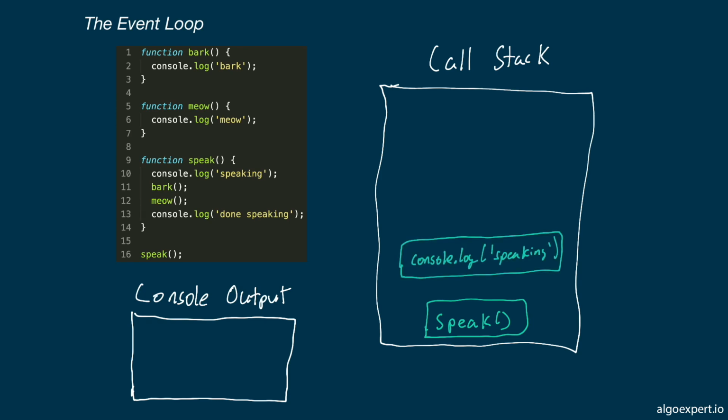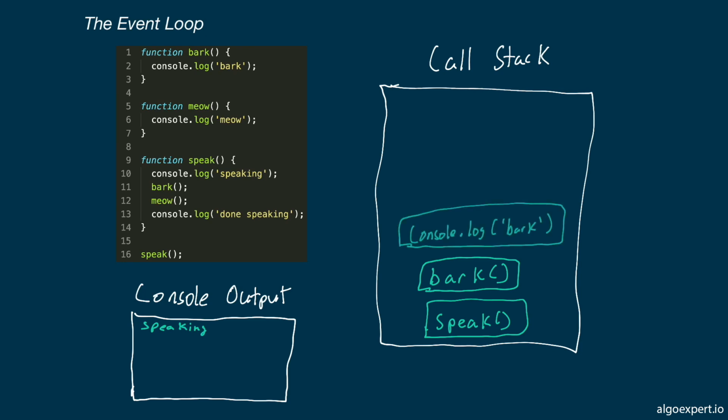From here, the console.log function would run, logging out speaking, and when that function completes, it gets popped back off of the call stack. Then we continue through the speak function, and we call bark, which pushes bark onto the top of the call stack. Within the bark function, we call console.log of bark, which again pushes console.log onto the call stack, this time with bark as its argument. And again, once bark gets logged out, the console.log function ends, and it gets popped off of the call stack.